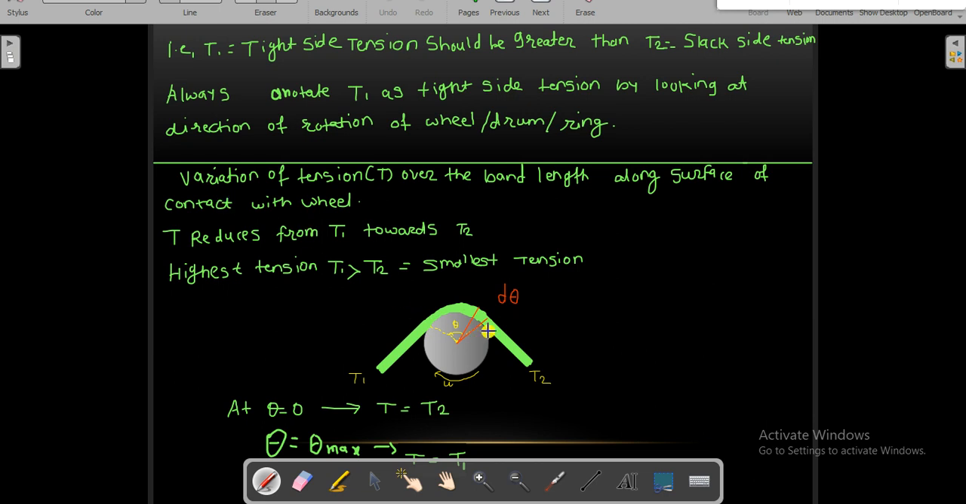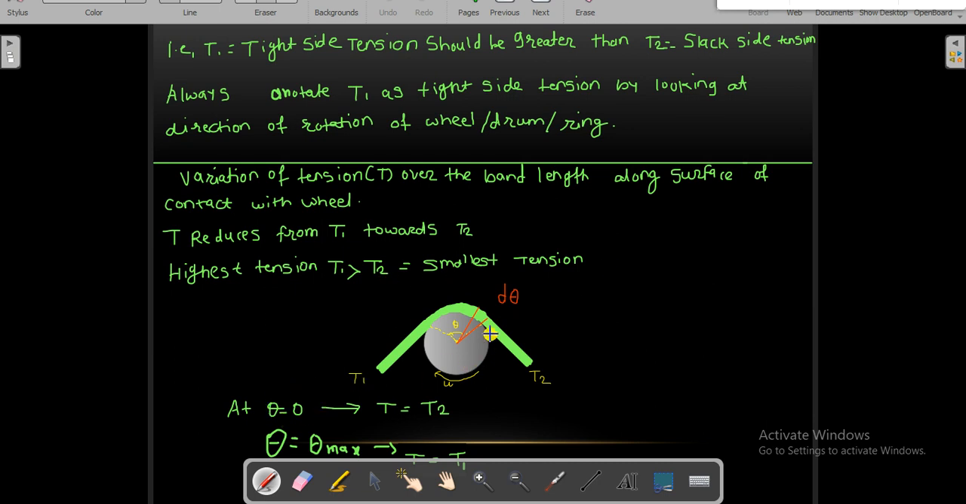So how will be this variation of the tension in the band? That tension over the band length, along the surface of contact with the wheel, that means from this to this where there is contact with the wheel, reduces from T1 towards T2. So the highest tension is T1, which is greater than T2, and T2 is the smallest tension.